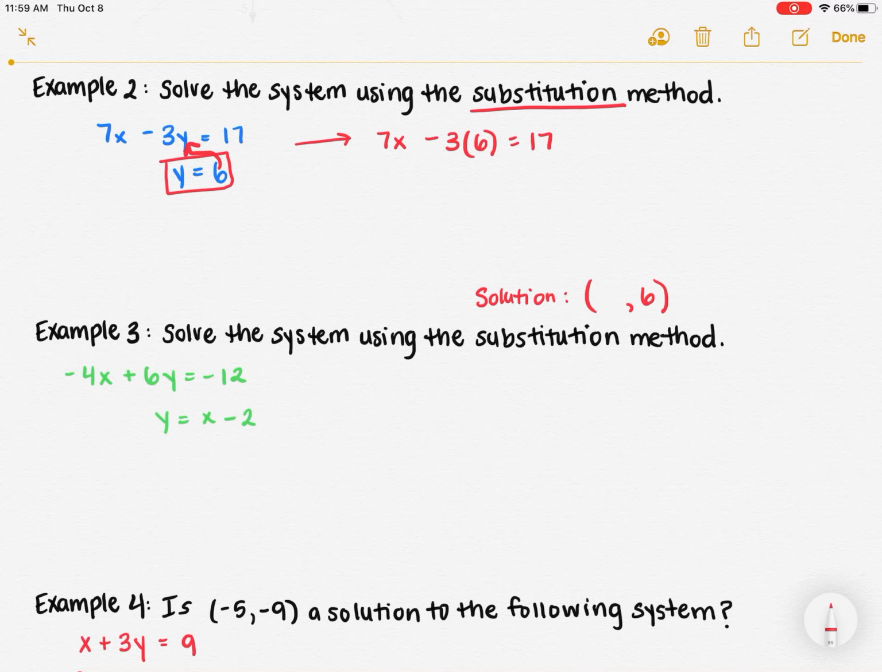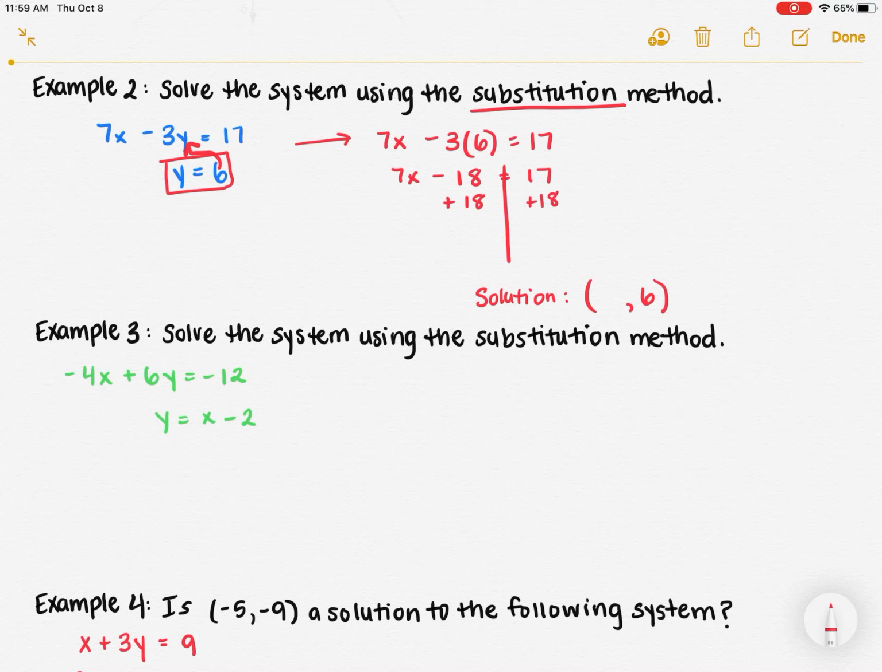So I have 3 times 6 here that I need to simplify. I know 3 times 6, if I do that in a calculator, gives me 18. Now I'm just solving a two-step equation, and we know to solve a two-step equation we need to get x by itself. So we start by adding 18 on both sides.